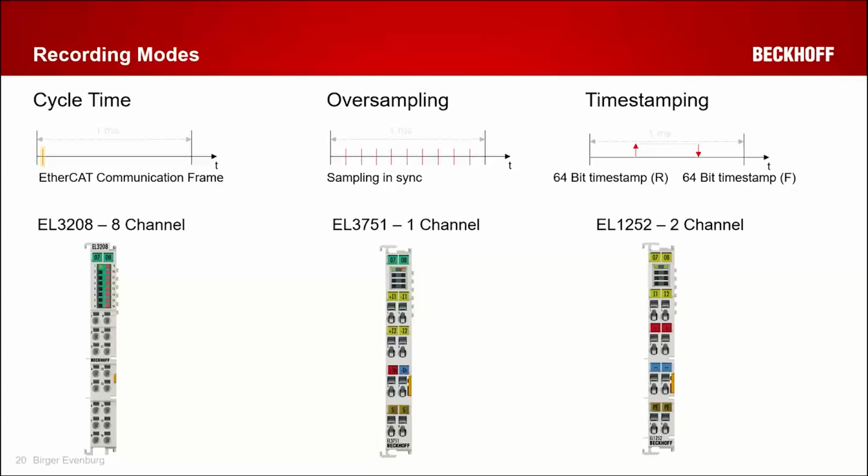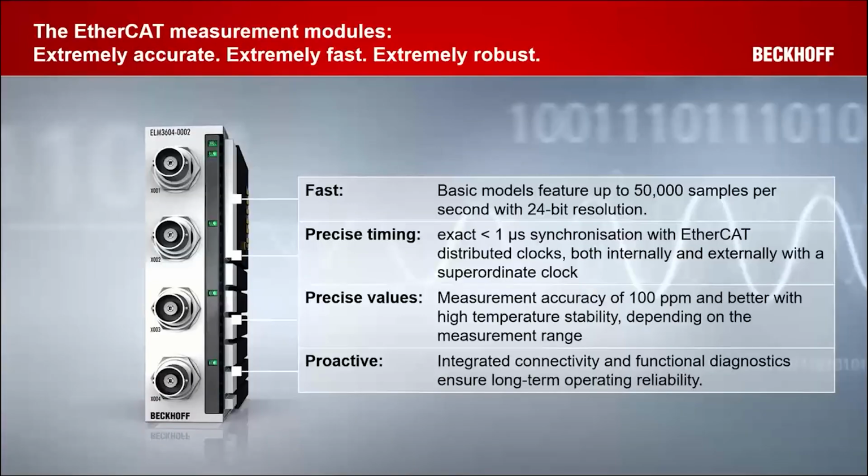Next to our standard terminals, we have the EtherCAT measurement modules. They are faster than our standard terminals, up to 50,000 samples per second. So we can reach 50 kilohertz on FlexMeter with these terminals and with a bit resolution of 24. Next to the good synchronization from distributed clocks, every value which is recorded with an ELM terminal gets an exact timestamp when it's recorded. And the measurement accuracy of 100 ppm and better is pretty good as well.